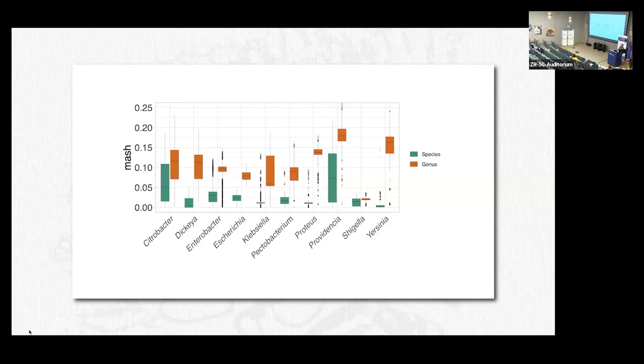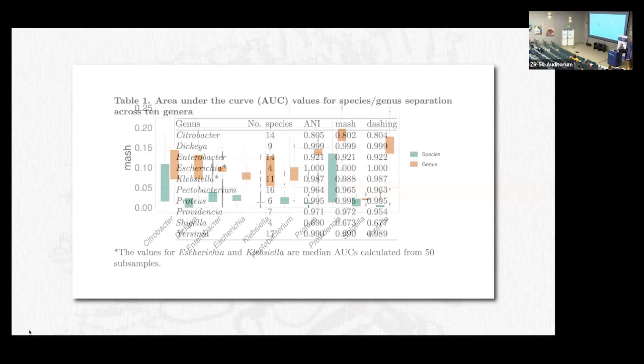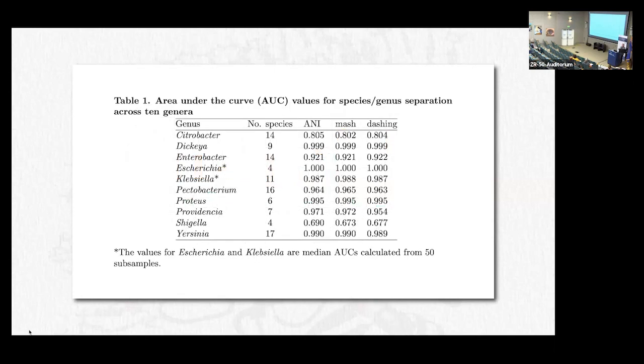Here we have MASH. It's exactly the same situation and exactly the same quality. And the same was true for Dashing, but I don't present it because it's exactly like MASH. These are the quality for the different genera numbers. As you can see, it varies. Like Proteus is 0.99. For Escherichia, it's perfect. And for Klebsiella, it's really good.